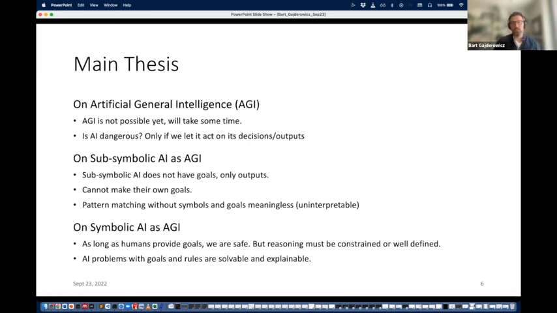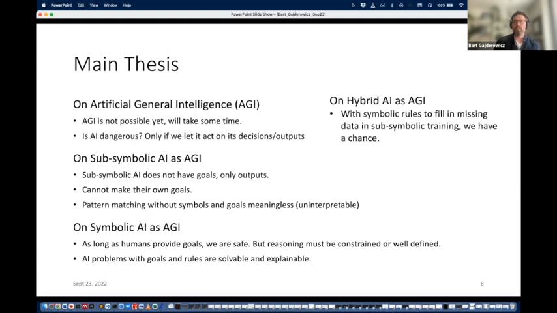The nice thing about symbolic AI, though, is that you do define these rules explicitly in the model. And so any problems that have goals and rules are not just solvable, but they're also explainable. Once a symbolic AI gives you a solution, you can actually trace it back and understand how it came up with that solution. And that's really important when you do want to act on the outcomes.